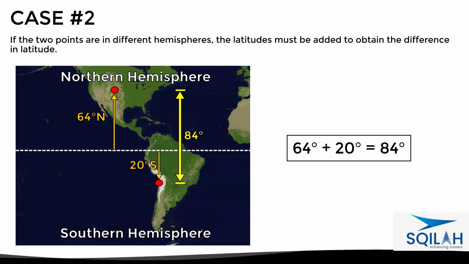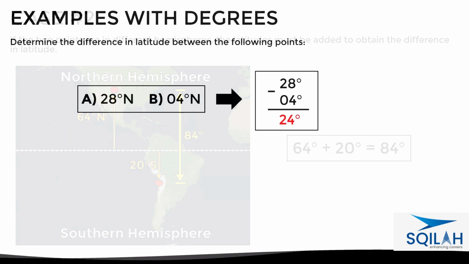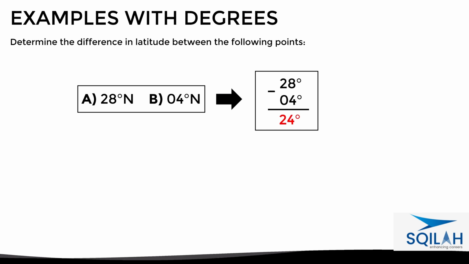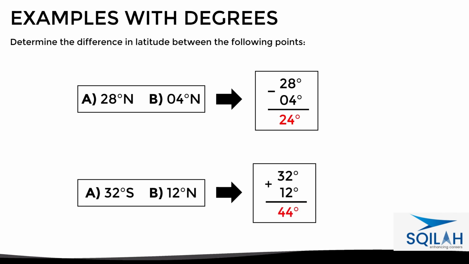With this being said, let's look at some examples. In this first case, we can see that both points are in the northern hemisphere. So we just subtract the latitudes and obtain a difference in latitude of 24 degrees. Now, in this second case, the points are in different hemispheres, so we just add the latitudes to obtain a difference in latitude of 44 degrees.